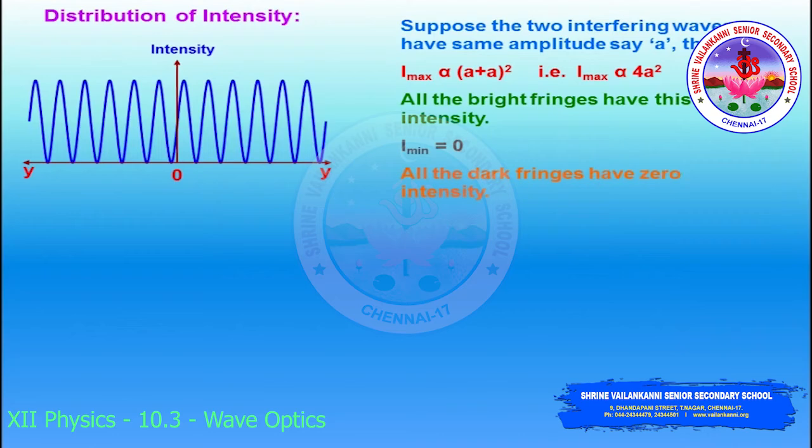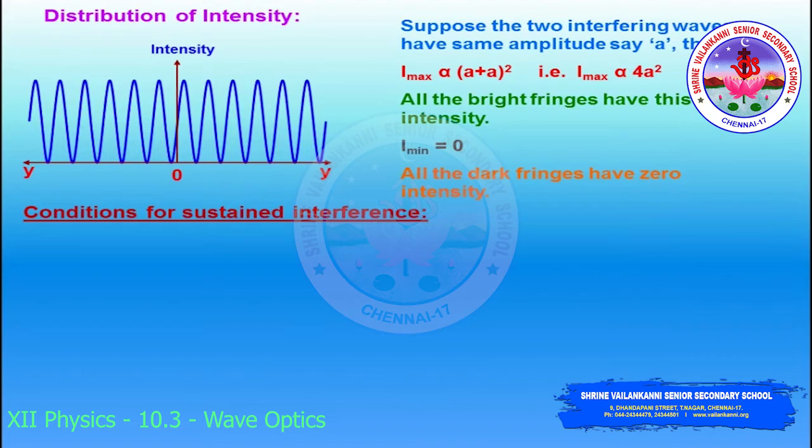So suppose I is equal to 0, minimum, which means all the dark fringes have 0 intensity. We can prove it through the expressions also. That is nothing but the conservation of energy for that interference. This we can prove, right? I maximum is directly proportional to a1 plus a2, so we have taken a plus a the whole square. So these are the points for the maxima and minima.